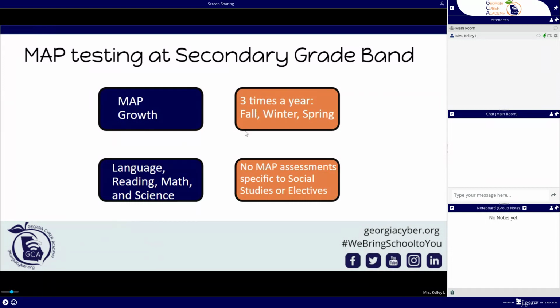Across all grade bands, we test 3 times a year. Fall was the beginning of the year. We call it fall, but really it's like August. Winter is what we just did in December, and then spring will be towards the end of the year, typically in May. We test in 4 areas at the secondary grade band: language, reading, math, and science. So there are no MAP assessments specific to social studies or electives. When it comes to flex levels, things like that, we try to correlate it as closely as we can with one of the main 4 MAP tests, in addition to grades and things like that.